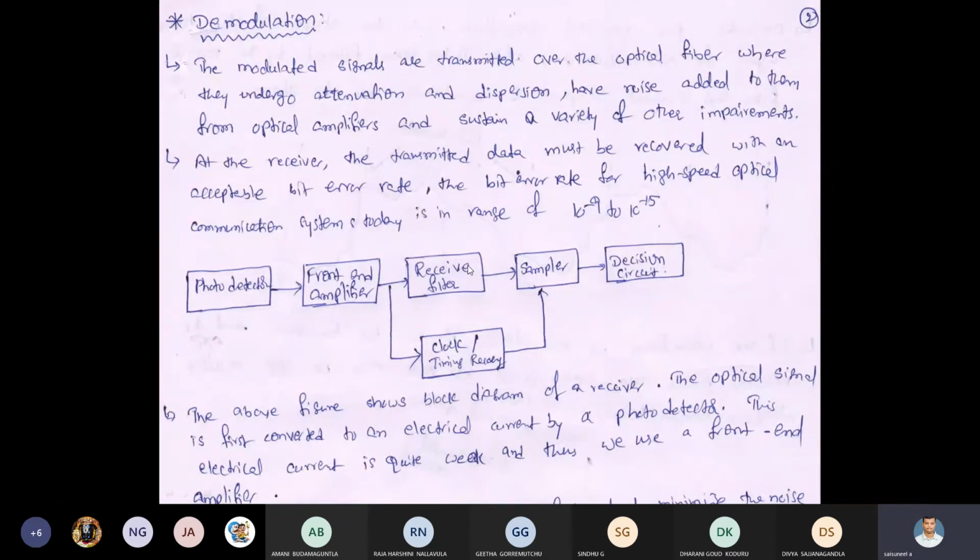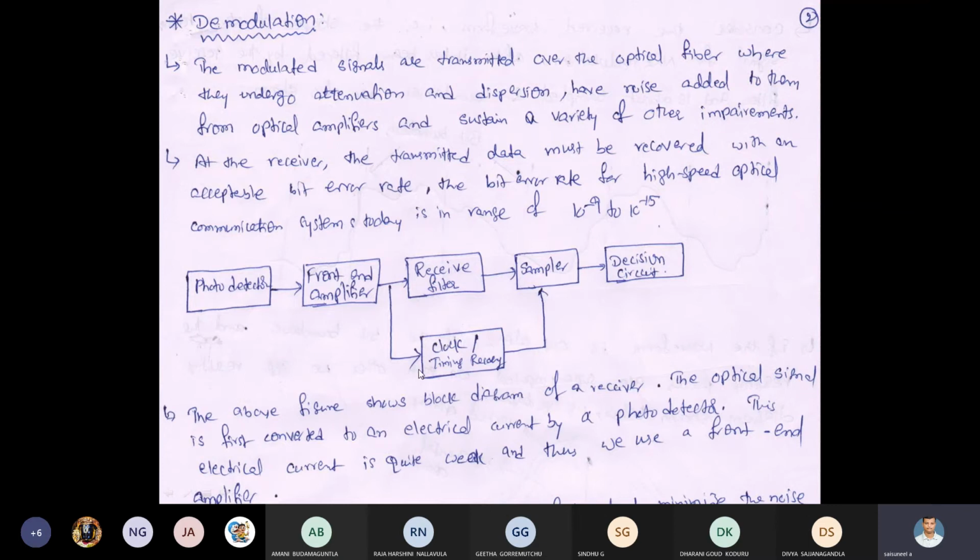Before the receiving filter, we are using the front-end amplifier. In this front-end amplifier, we remove the attenuation first, that is, the signal strength is less due to attenuation. We increase the signal strength using this front-end amplifier. Next, we give it to the receiving filter. In this receiving filter, we have to remove the dispersion problems and optical amplifier noises by using filters.